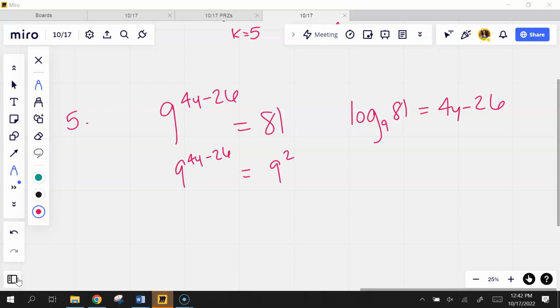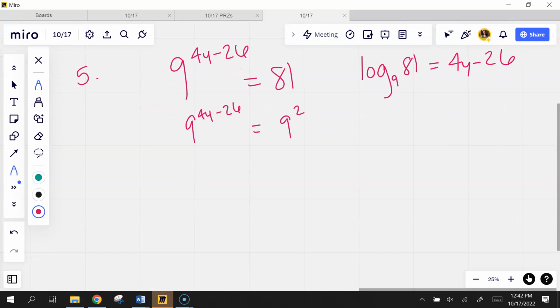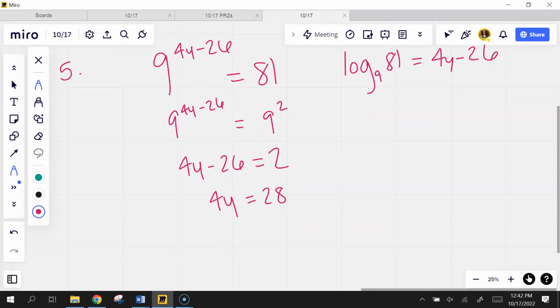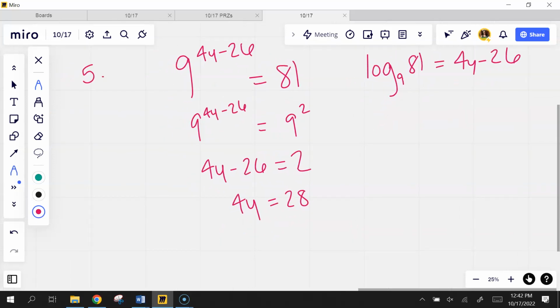The hardest part of these is finding that common base of what they need. Let's see, 4y minus 26 equals 2. This is still number 5, so I'm just solving it. Drop the bases off.